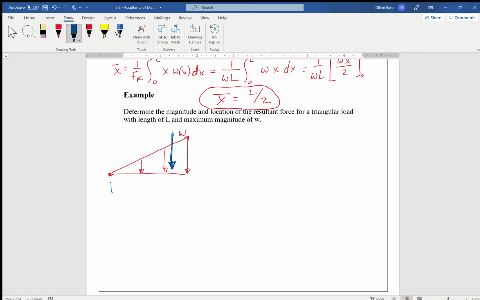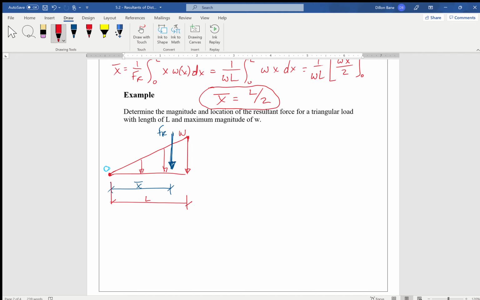So we've got this resultant force. This will be Fr. It's going to act at x bar away from the left edge, right? And then the length of the distributed load is L. Okay, so what we're trying to figure out is the magnitude of Fr and the distance x bar from this point on the left side. We'll just label it point O, just for labeling purposes, all right?